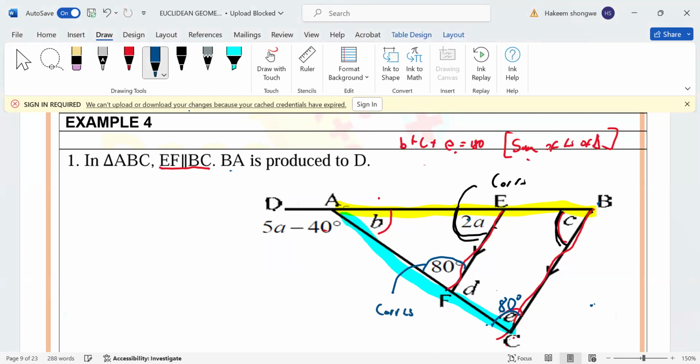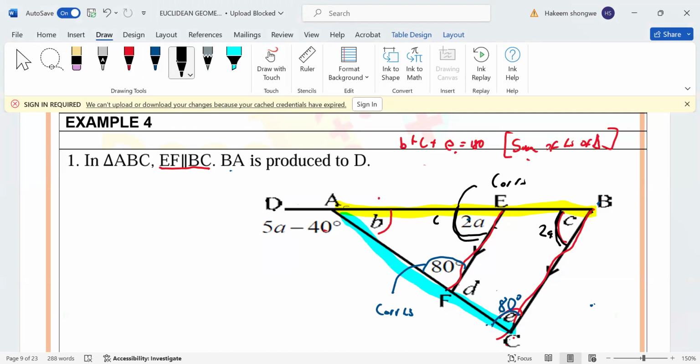These are corresponding angles. You see that? And then another person might say, you could have said here, this is 2A. You could have said that this one here is 2A. Why? It's because this one is 2A. And then if this one is C, this one is also what? It's also C. That's what you mean.